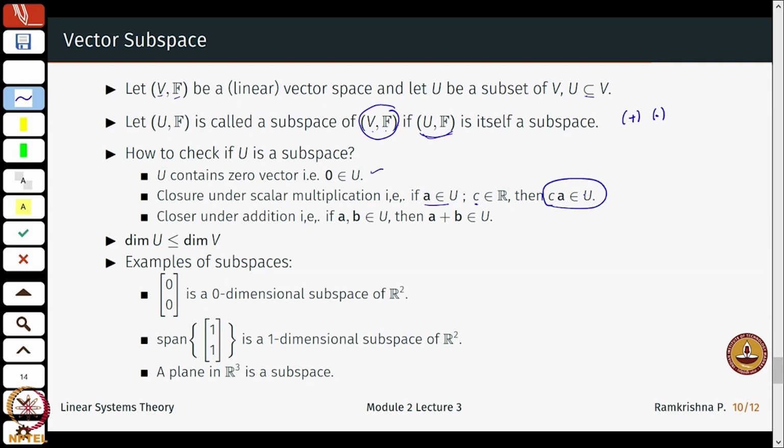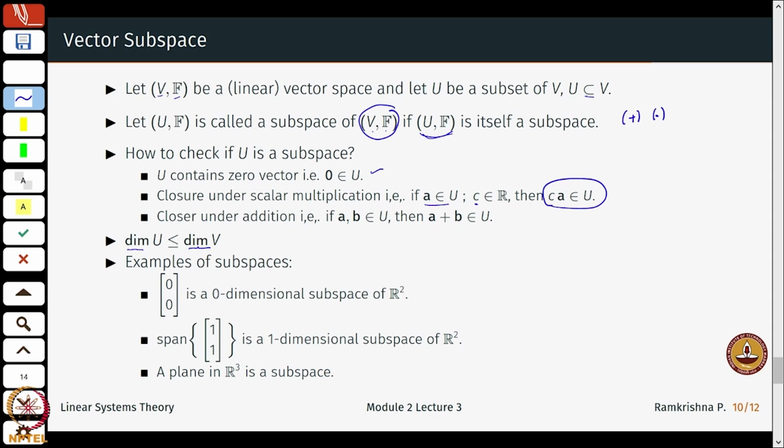It should not be in V, right. So, I am just restricting everything to U. It should also be closed under addition, right. And in general, it could happen that the dimension, so now we know what the dimension was, right, starting from here. The dimension was defined with respect to the basis of a vector space. So, the dimension of U is typically less than or equal to the dimension of V.